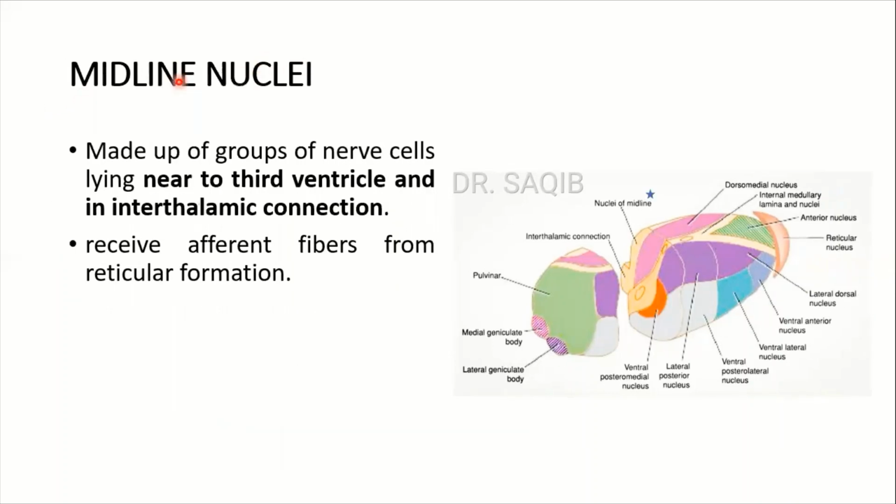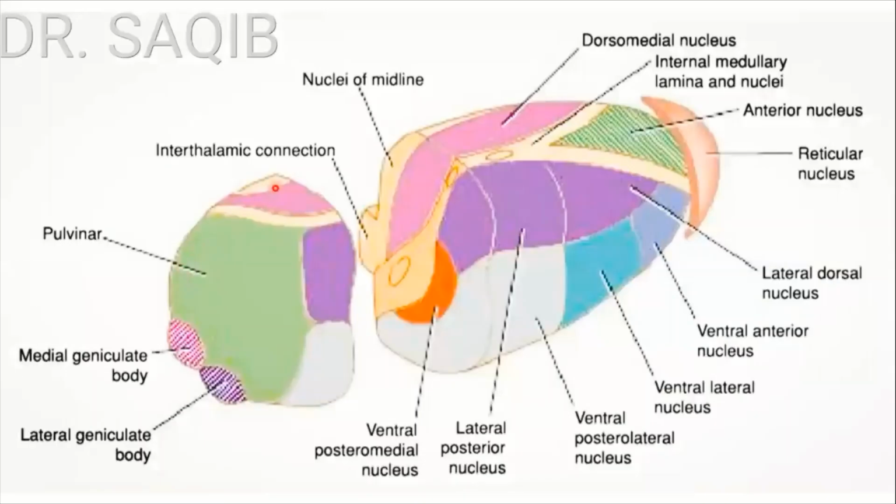Then there are the midline nuclei. You could see these are the midline nuclei, made up of groups of nerve cells lying near the third ventricle and in the interthalamic connection. This is the interthalamic connection, or interthalamic adhesion, told in my previous lecture. It connects the right thalamus with the left thalamus, and here lie the midline nuclei. They receive afferent fibers from the reticular formation. These are the various nuclei of the thalamus.